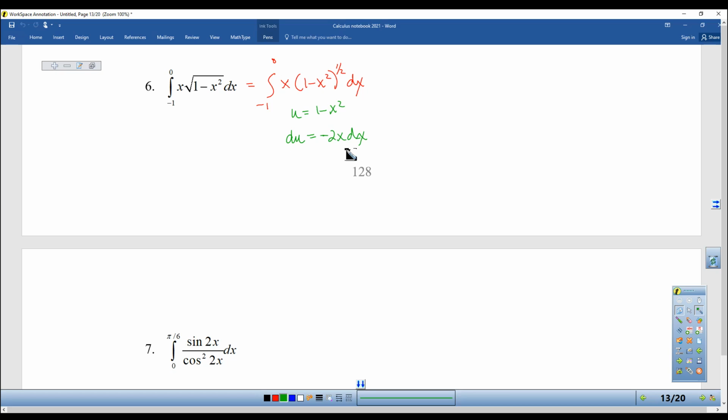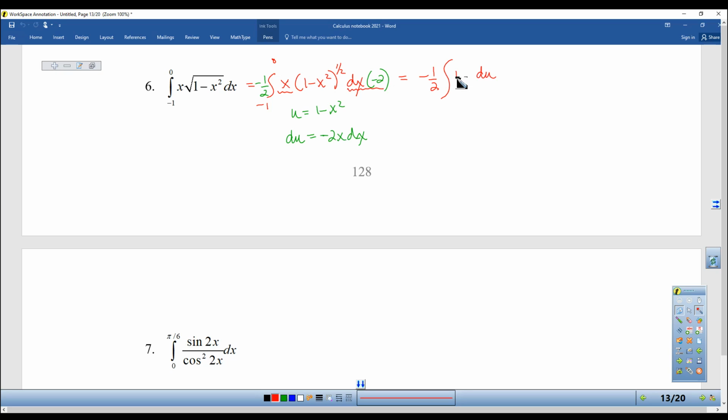I don't quite have that. I have the x dx, but I don't have the negative 2. So I'm going to add a negative 2, and to compensate for it, I'm going to add a negative 1/2 to my problem. Now I can rewrite this. That negative 1/2 has to stay. Remember, do not put the negative 1 and the 0 on there. It will be wrong at this point. And then all of this, the x, the negative 2, and the dx are all my du.